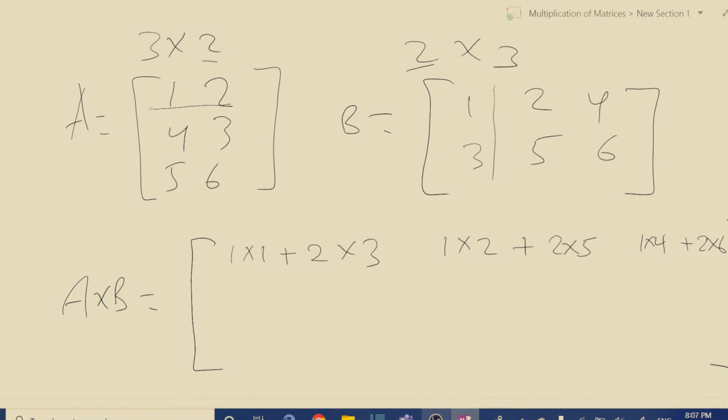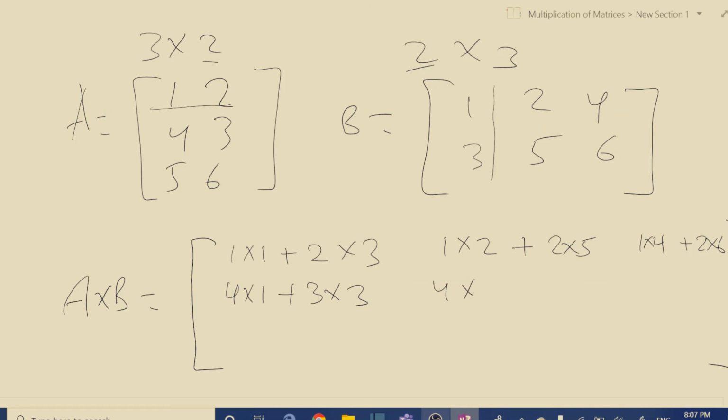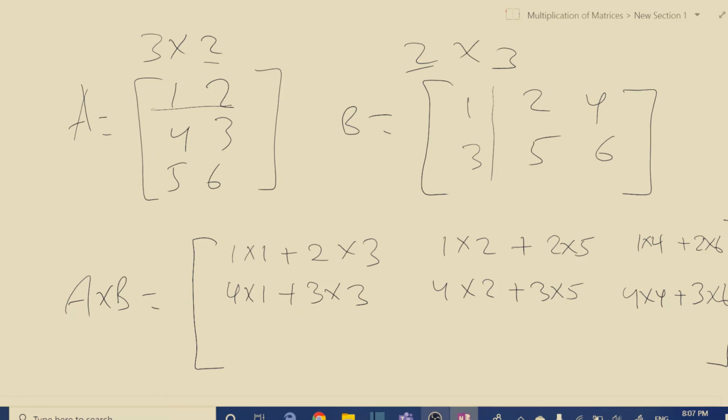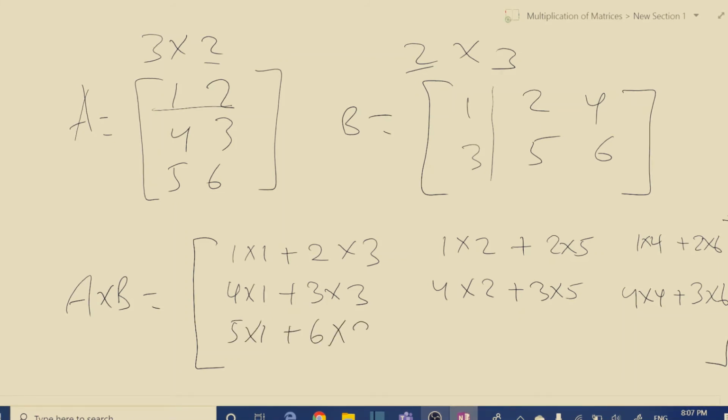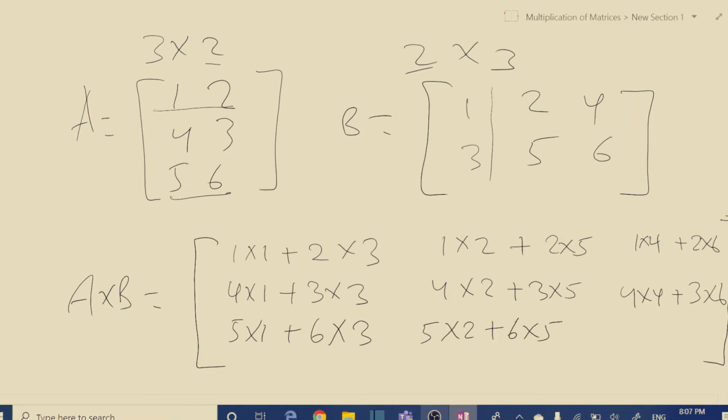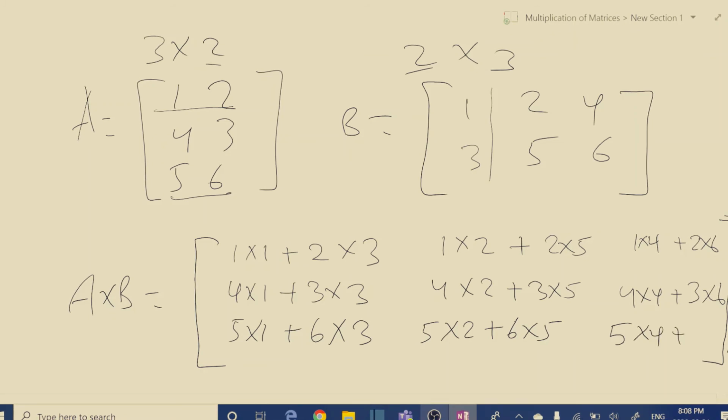So let's move to the second one. 4 times 1 plus 3 times 3. 4 times 2 plus 3 times 5. Okay, the next last one, last column, 4 times 4 plus 3 times 6. Okay, second row, all the columns of B. Last one, 5 times 1 plus 6 times 3. Okay, third row of A, third row, first column done. Third row, second column. Okay, so that will be 5 times 2 plus 6 times 5. Okay, so last one, 5 times 4 plus 6 times 6.